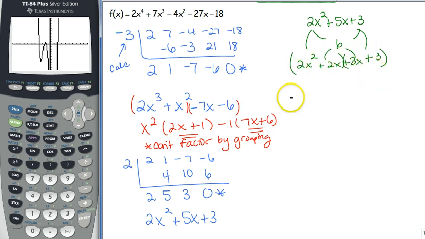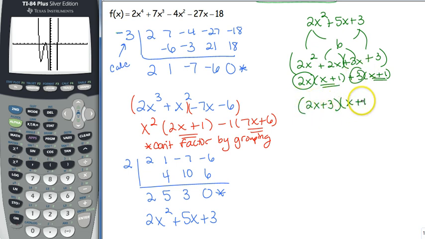We use our factor by grouping here. Pull out the 2x. We're left with x plus 1. Pull out a 3. We're left with x plus 1. And notice how this factoring by grouping works since we have x plus 1 inside of both pieces. We take the GCFs together, 2x plus 3 as our first factor and x plus 1 as our second factor.